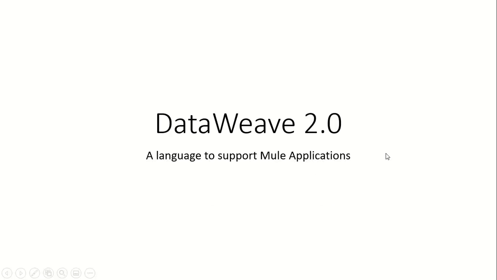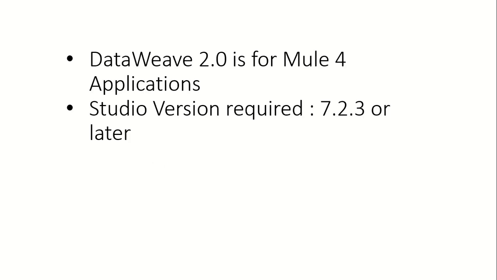Let me just run this PowerPoint presentation with you. DataWeave 2.0 is a language which supports Mule applications. You can use Java classes as well, and you can use the DataWeave 2.0 language in Mule 4 applications. So this version is for Mule 4 applications. As I have already mentioned, Mule 3 was using MEL, which is the MuleSoft Expression Language.